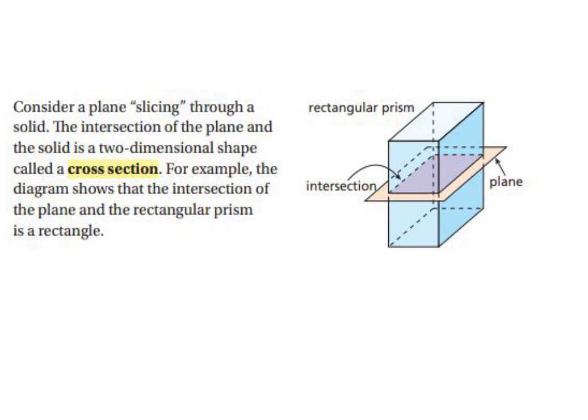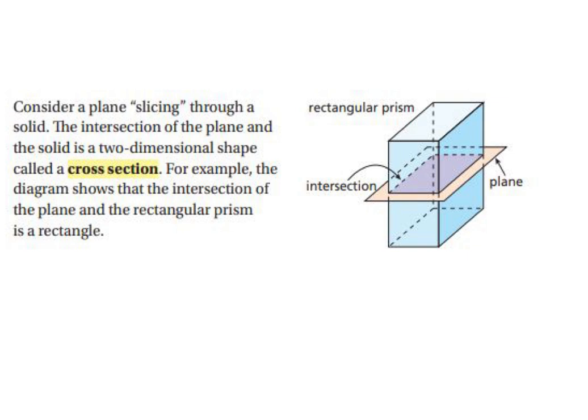So to get you started here, consider a plane slicing through a solid. A plane is just a two-dimensional shape that goes on and on in all directions forever. If you think of a big stack of paper, your plane would be just one sheet of paper. So imagine that you're taking one sheet of paper out. That's kind of going to be your cross section.